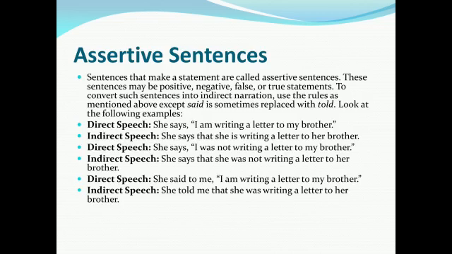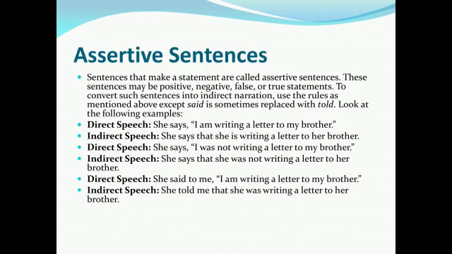In the same manner, if we have another example, she says, I was not writing a letter to my brother. Now, this is a sentence in negative. So, in the same manner, she says that she was not writing a letter to her brother. Now, here we see since the sentence is in past tense and the reporting verb is in present tense, she says, so again, the tense of the statement will not be changed.